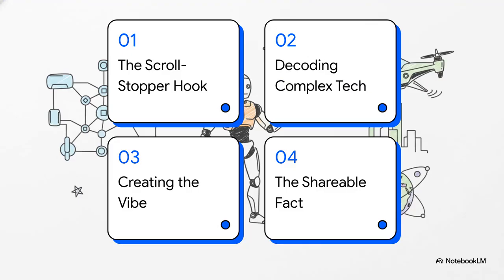So here's how we're going to do it. We've got 4 key stages. First up, the hook, how you win those first 3 seconds. Then we'll get into decoding the really complex tech with visual metaphors. After that, it's all about creating that futuristic vibe for your story. And finally, the big one, how to land that one shareable fact that makes everything stick.